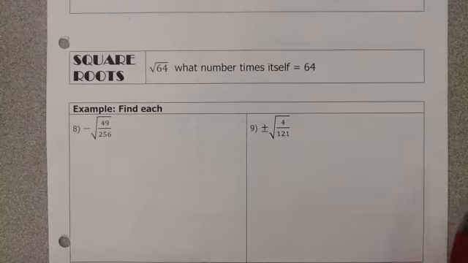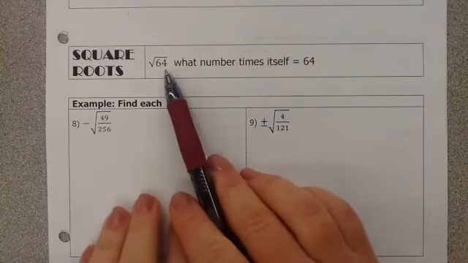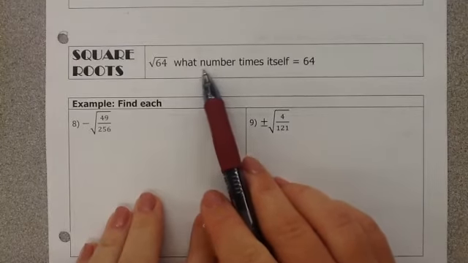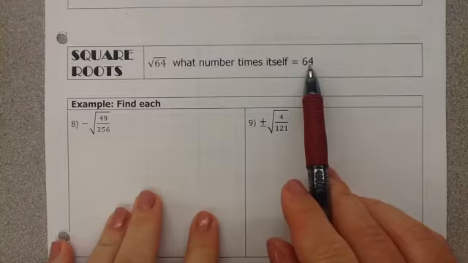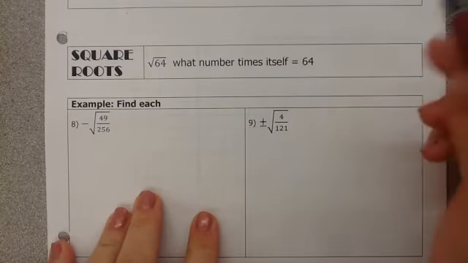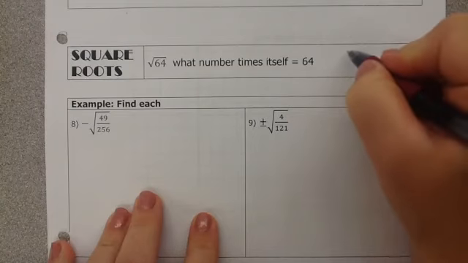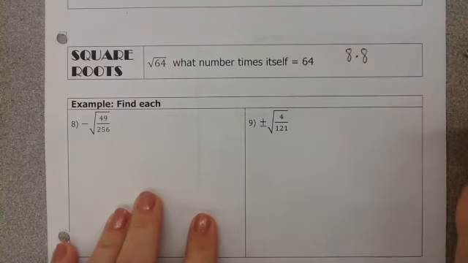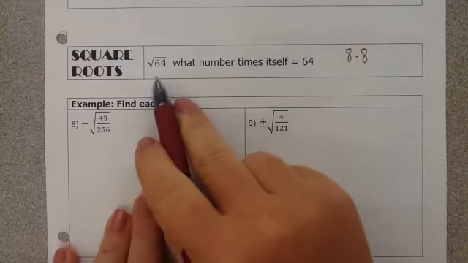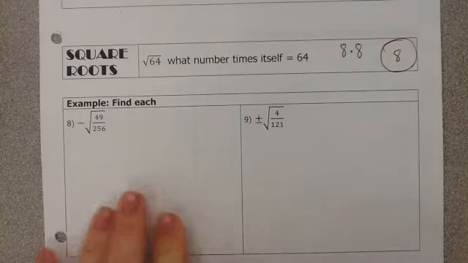The last thing we're going to talk about today is square roots. The square root of 64. This is asking you what number times itself gives you 64. So you're multiplying two numbers, it has to be the same one. What times itself gives you 64? 8 times 8. Okay? So the square root of 64 would be 8.